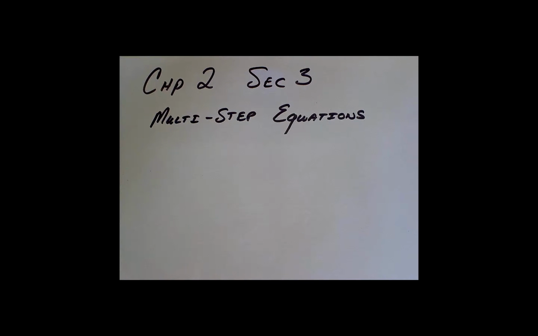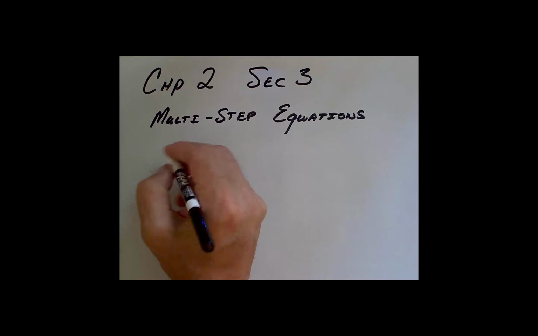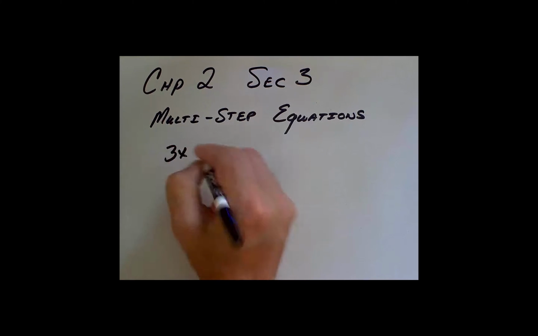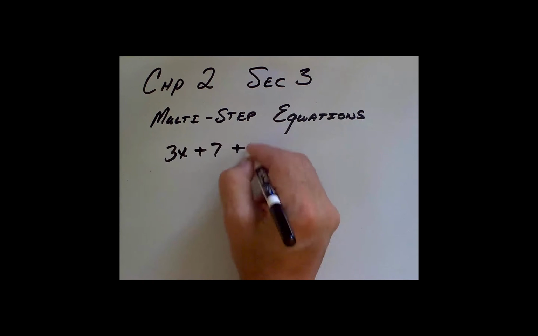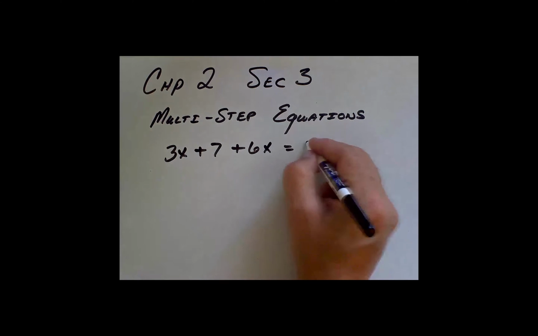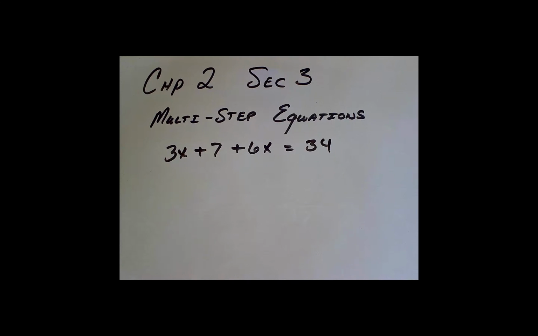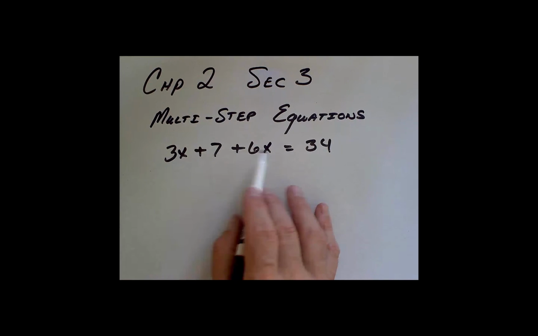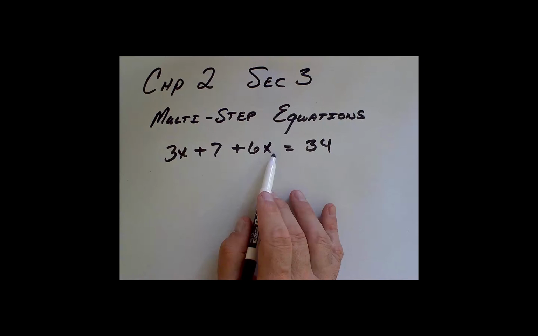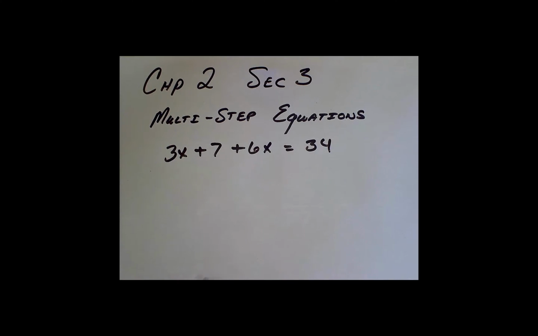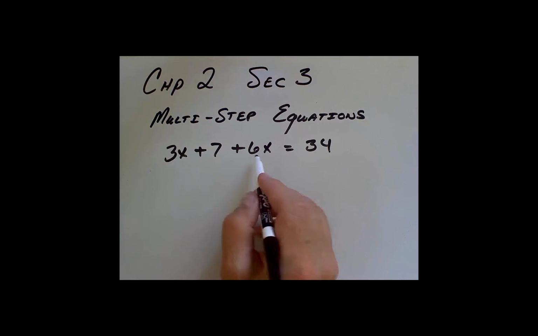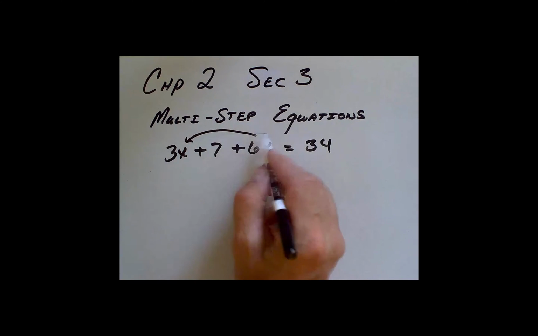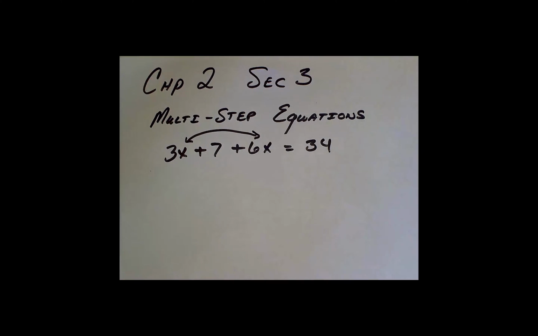Now we're going to start learning about things like combining terms. Let me show you what I mean. Let's say we had an equation here, 3x plus 7 plus 6x equals 34. Right away, we see that there are two terms that are alike in here, 3x and 6x. In other words, their x's are the same. It's not an x squared or anything like that. It's an x to the first power, which means that we can combine these two, because their x's are the same.